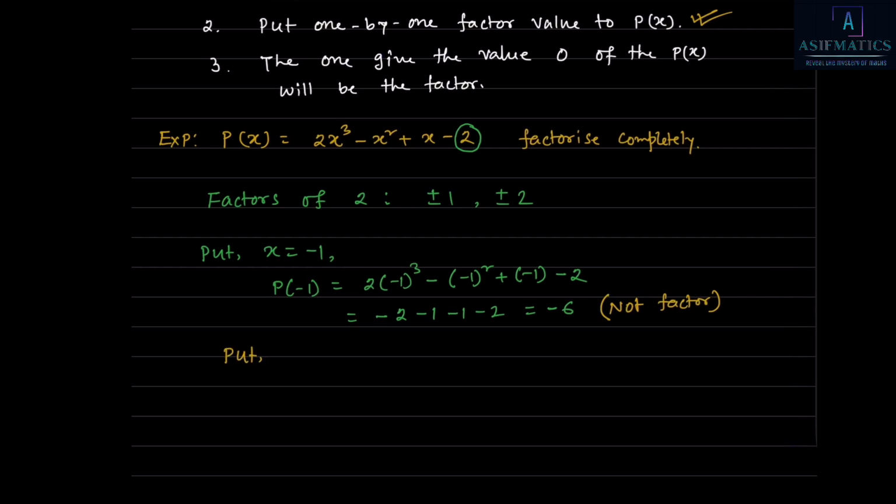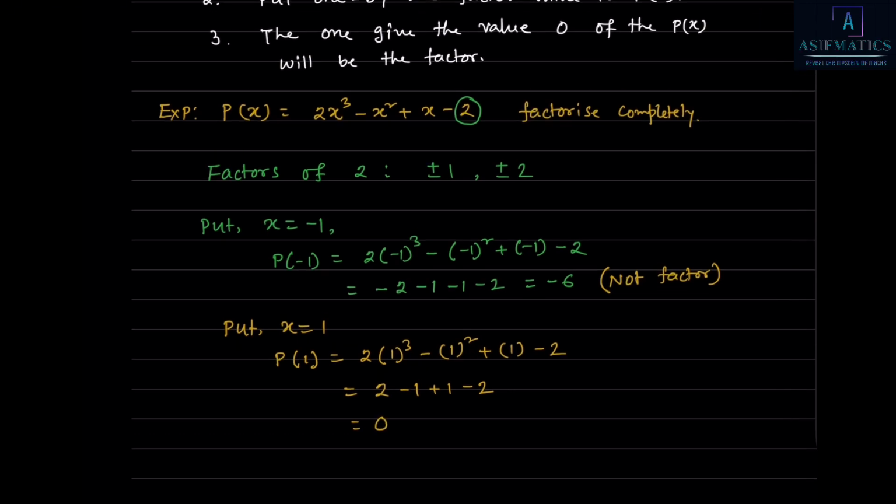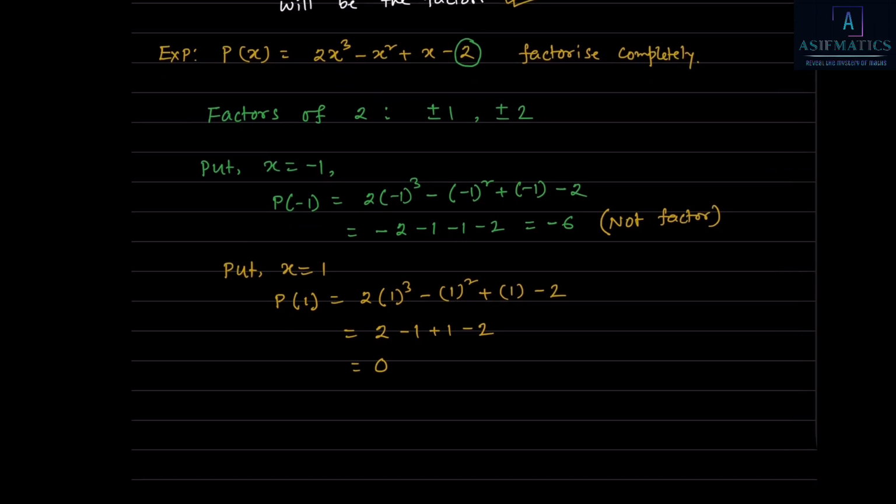So put x equals to 1. What you can write, p of 1 equals to 2 times 1 cube minus 1 square plus 1 minus 2. So this will be 2 minus 1 plus 1 minus 2, so you can get the result 0. That was the target. The value that gives you 0 for the polynomial will be the factor. That means x equals to 1 is the factor.